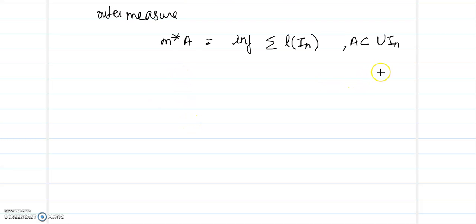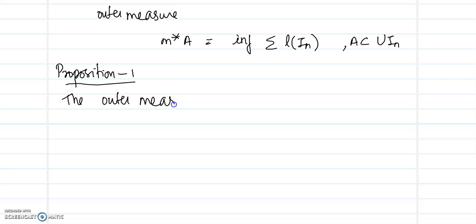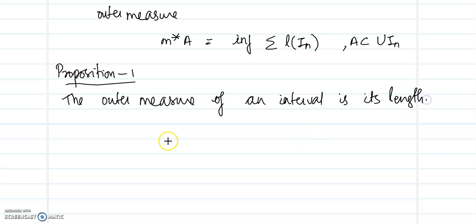Now we will see a proposition concerning the outer measure. We will see two propositions. Proposition 1 states that the outer measure of an interval is its length. So we will show that the outer measure of an interval will be equal to the length of the interval.